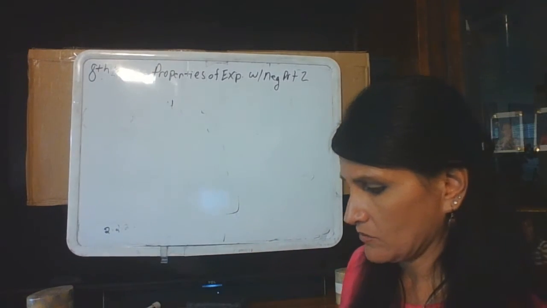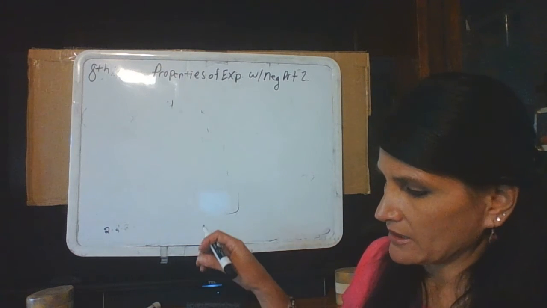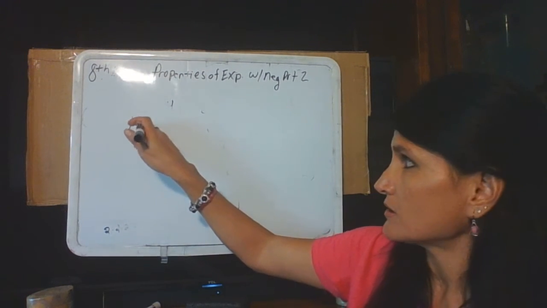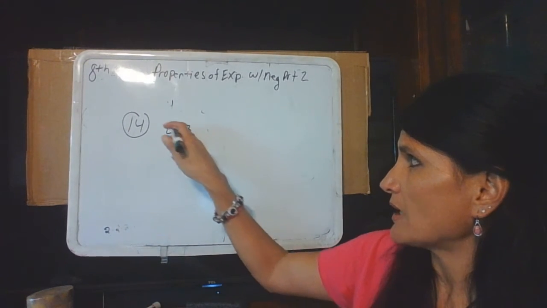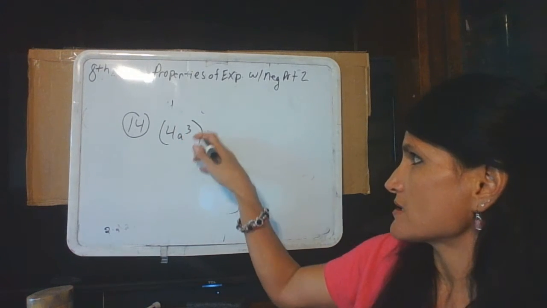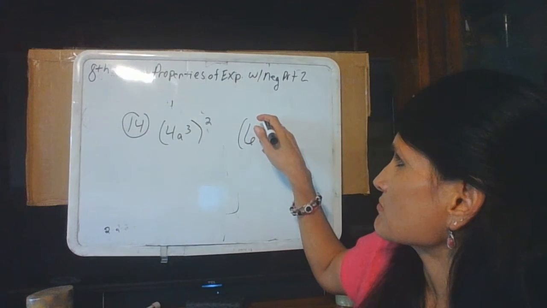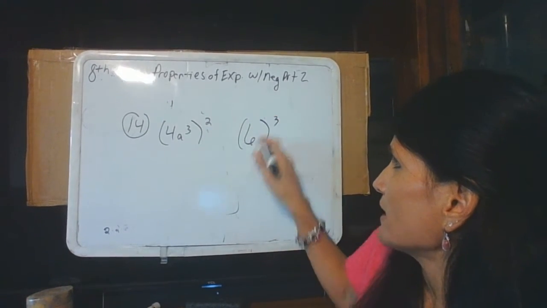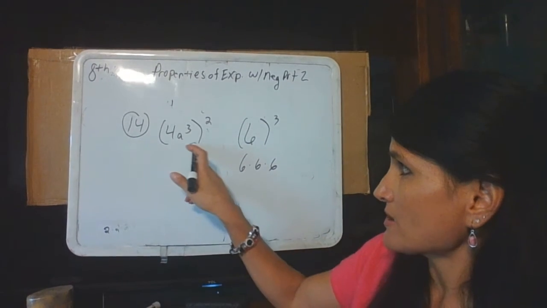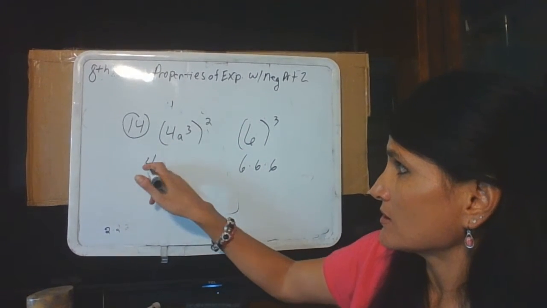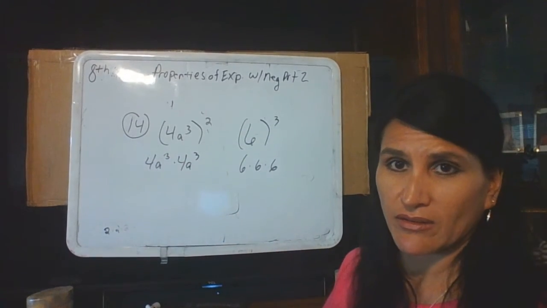Another simple way to think about it is, look at number 14. Number 14 has 4a to the 3rd power raised to the 2nd power. So think of it like if you have 6 to the 3rd, right? That means 6 times 6 times 6, correct? Well, this means 4a to the 3rd times 4a to the 3rd. That's another way you can think about it.